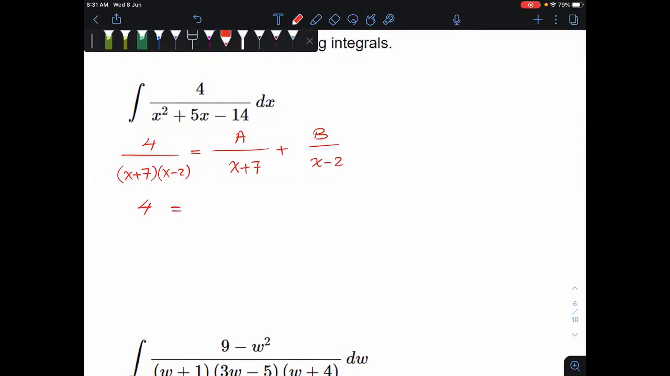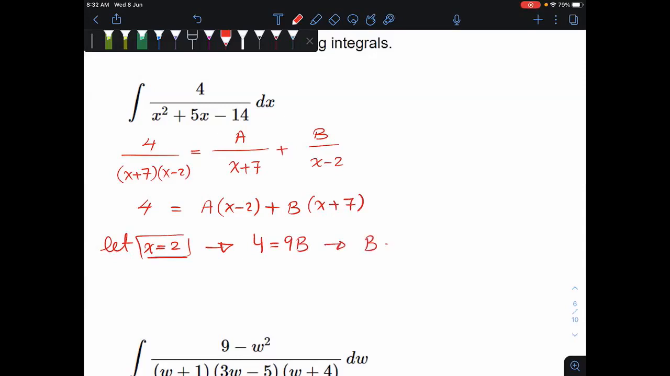So the numerator on the left side stays the same, and we have A times the other factor x minus 2, plus B times the opposite factor x plus 7. To find A and B, we're going to let x equal 2. So 4 is equal to 0A and 9B. So B is 4 over 9.